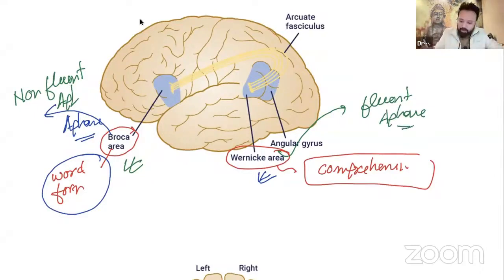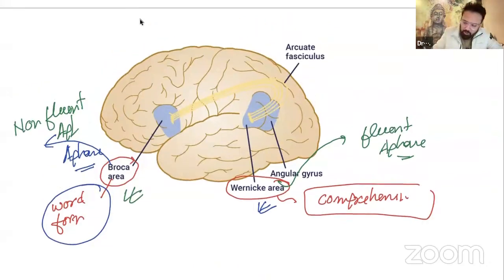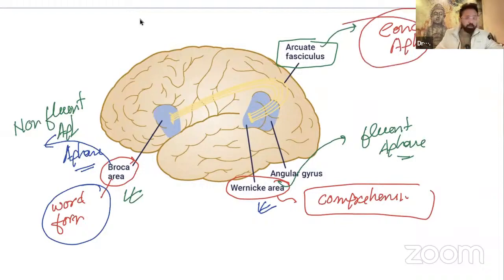And the fiber which connects Broca's with Wernicke's is called the arcuate fasciculus. And doctors, if the lesion is of the arcuate fasciculus, it is called conduction aphasia. Word formation is there, understanding is there, but what is lost? Repetition is gone. Only one thing is gone.